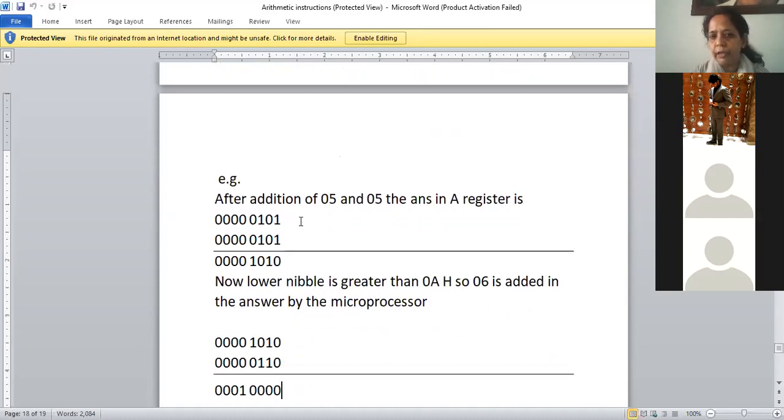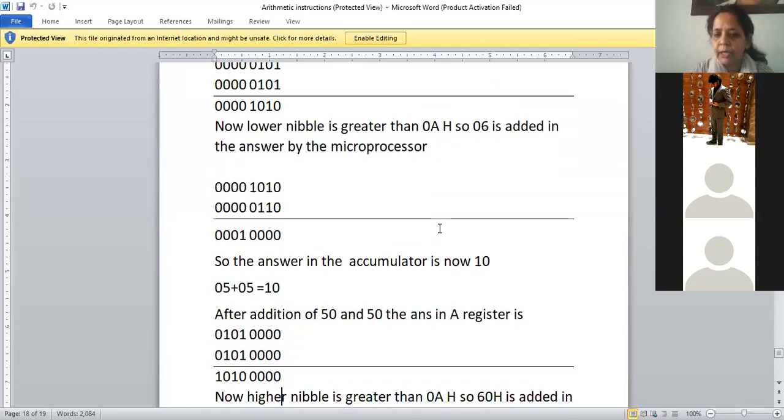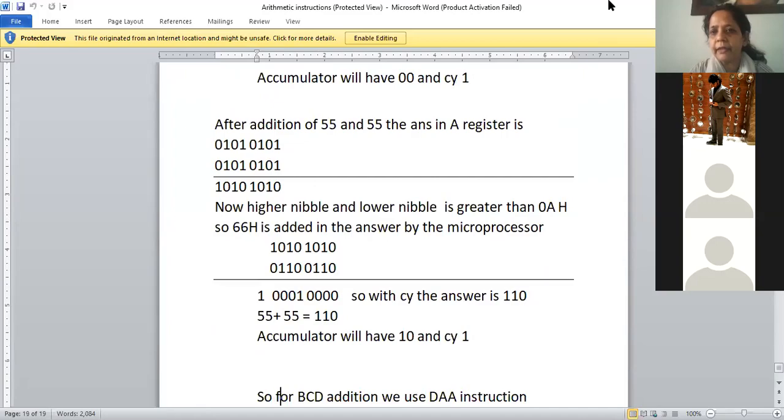Suppose 05 plus 05, if the lower nibble is greater than 9, or greater than 0A, then 6 will be added by the microprocessor automatically, and then you will get the answer 10 instead of 0A. Similarly, if the higher nibble is greater than 09, then 60 will be added, and if both the nibbles are greater than 9, then 66 will be added. So these are the different instructions we had already studied.